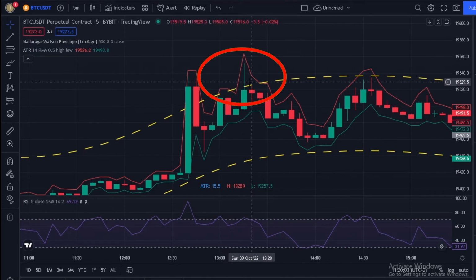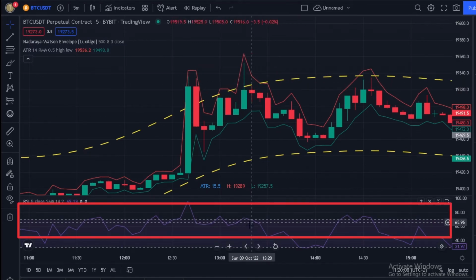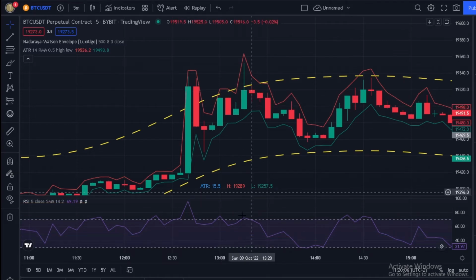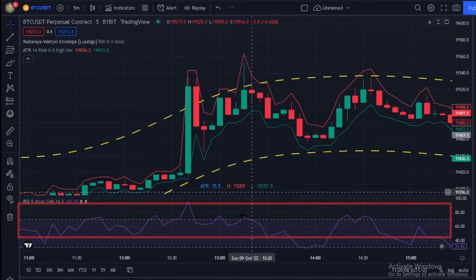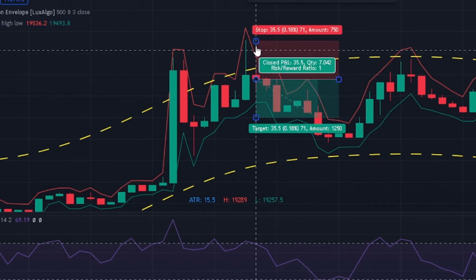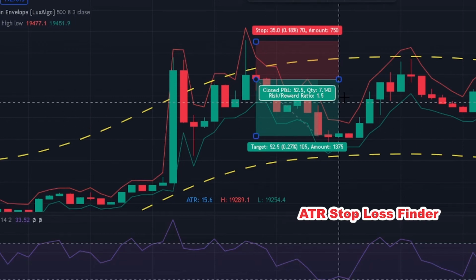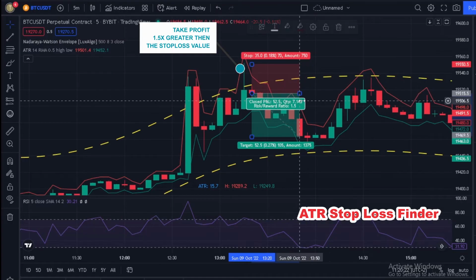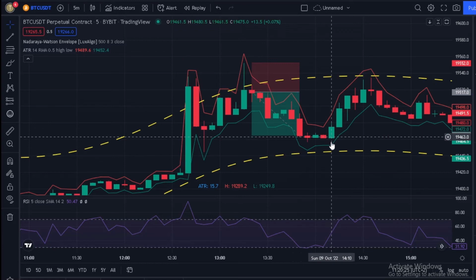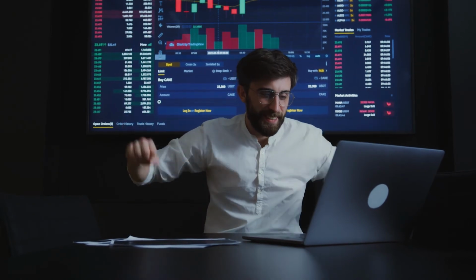Here is another example of a short setup. As we can see here, the price is closing above the upper envelope. At the same time, RSI gives us a confirmation, because as we can see, RSI is above the upper band. So all of the conditions are met, and we will enter our position at the closing of the first red candle. We will put our stop loss at the ATR stop loss, and we will target 1.5 times our risk. And again, you can see we closed our position in profit. This strategy is extremely profitable if you use it correctly.